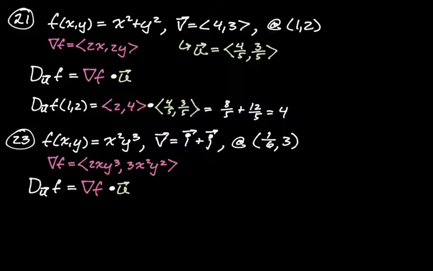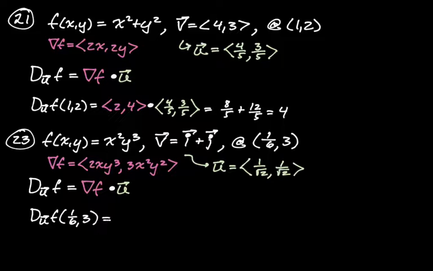All right, now I need to turn the vector into a unit vector. The vector is 1, 1, which has a magnitude of square root of 2. So I'm going to divide by square root of 2. So our unit vector will be 1 over root 2, comma 1 over root 2. I'm not going to rationalize that because I don't think it really helps. So we need to actually do the dot product, but we're going to evaluate at 1/6 comma 3.